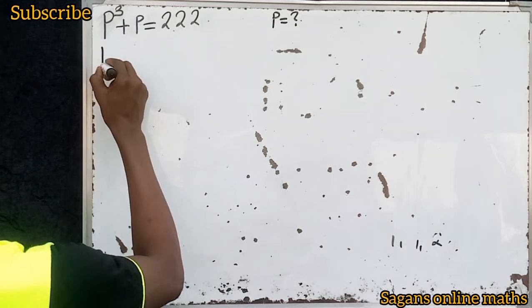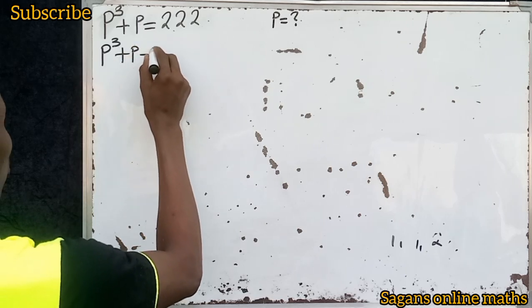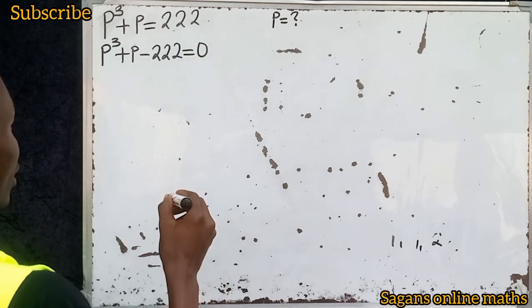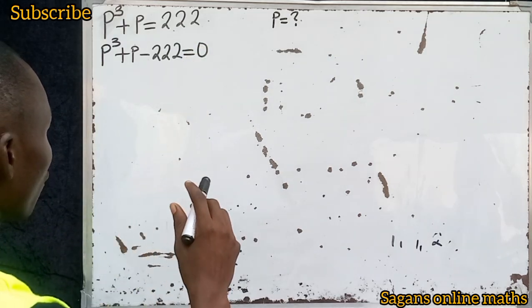So that this is p to the power of 3, plus p minus 222 is equal to 0, because we subtracted 222 from both sides of the equation. That is our first step.